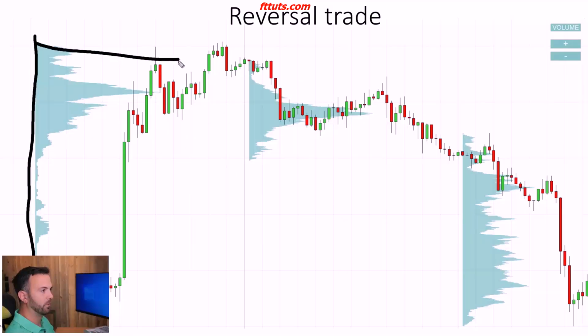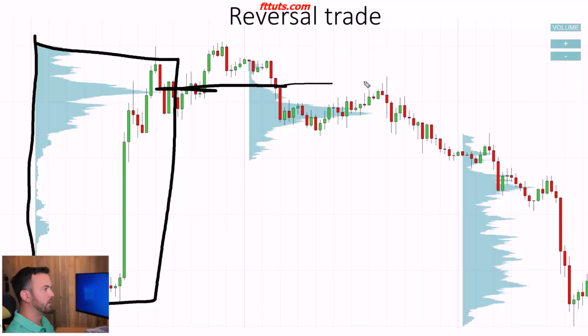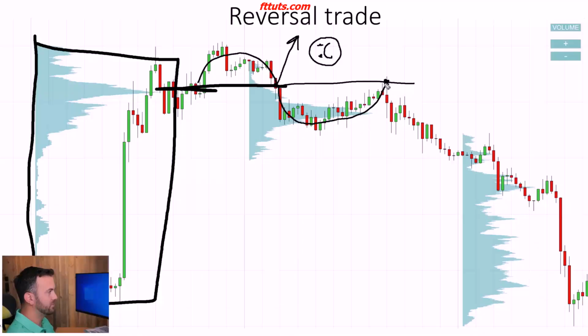Take a look at this profile here. This is the point of control, right? Price moves away from the point of control, makes a pullback, you go long and take a loss. The price shoots past the level with no reaction at all. So what you do is you wait for the pullback, and when the market gives you a chance to jump in a new short from here, then you should do it. As you can see, this would be just the perfect short, right? So this is the reversal trade.